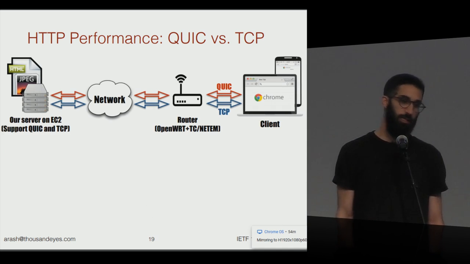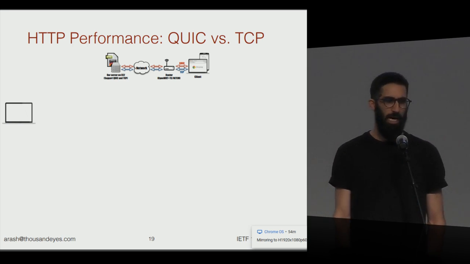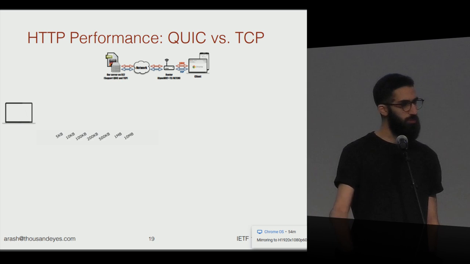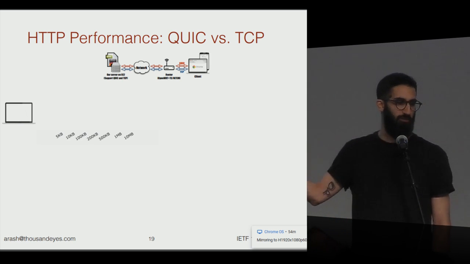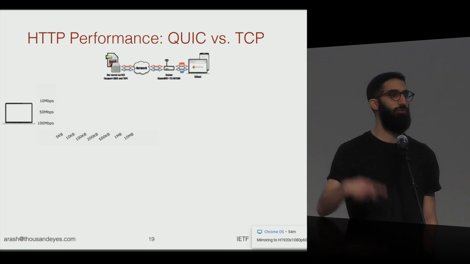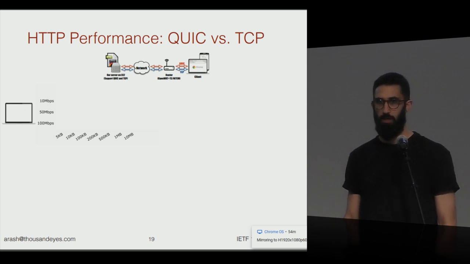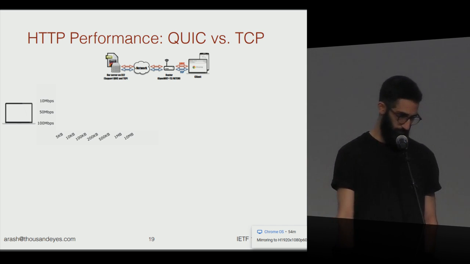All right, so now that we have our setup complete, our testbed complete, we did some tests. I'm going to start showing you results from a desktop client. I'm going to show you some simple results where we're downloading different object sizes, from 5 kilobytes to 10 megabytes, at different bottleneck bandwidths, and we're comparing how QUIC and TCP perform compared to each other.